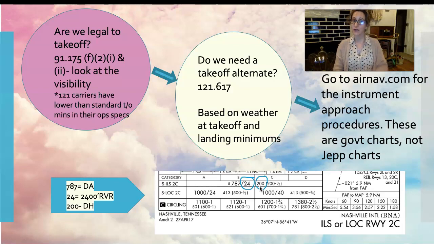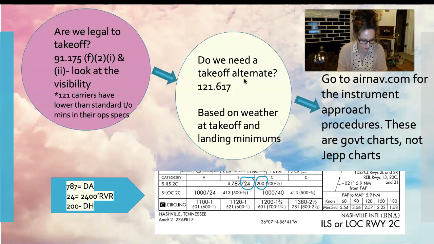If it's less than that, we can still take off. Maybe, it depends if we're legal to take off, right? But we can still take off, but we have to have a takeoff alternate. If the weather is below the landing minimums at takeoff, you need a takeoff alternate. Now, if you do need a takeoff alternate, guys, it makes sense that it would be fairly close to your takeoff, right? Like that's logical if we needed a place to divert to.